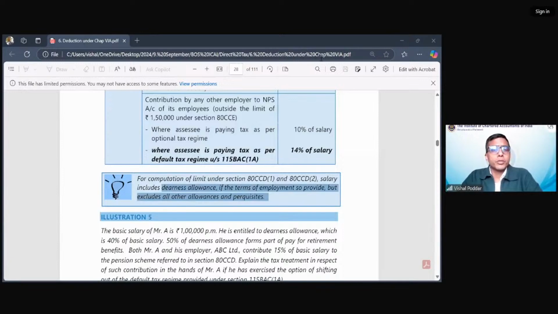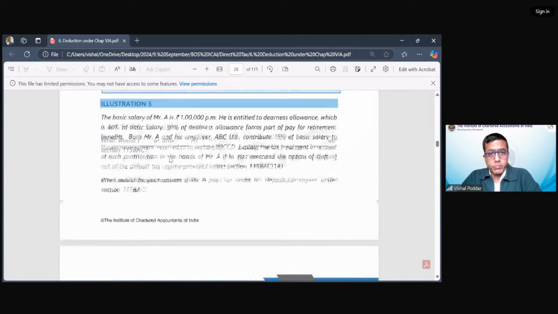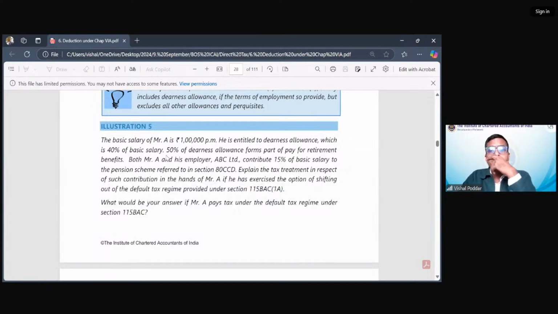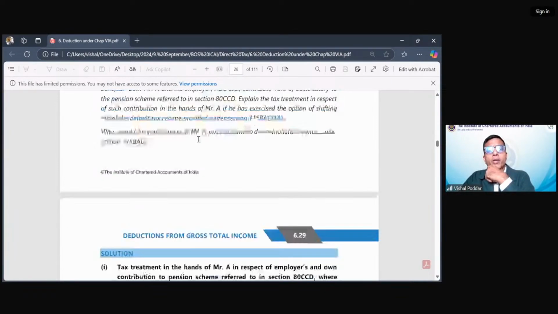Pallavi is saying in illustration 5. Yes, beta. It is 10 lakhs, your 1 lakh per month is your salary. DA is 40% of basic, and 50% forms part. So you have to add this 1 lakh plus you have to take 50% of 40, which is 20. So it has to be 1,20,000.